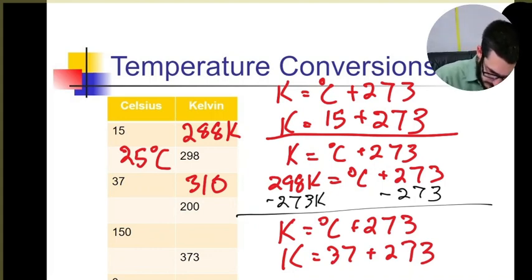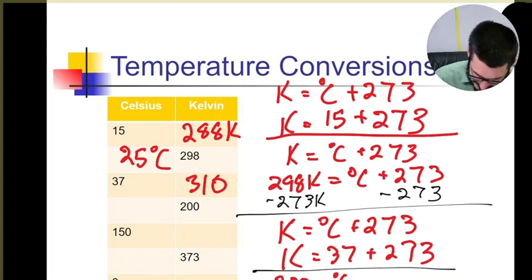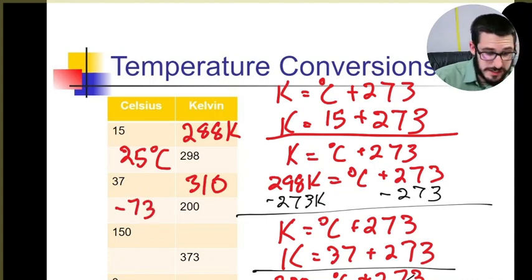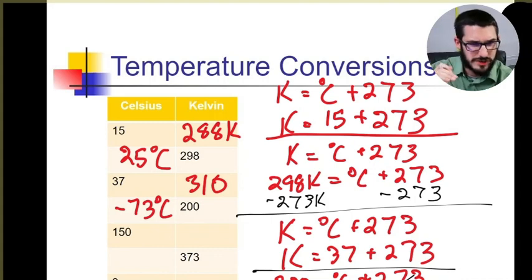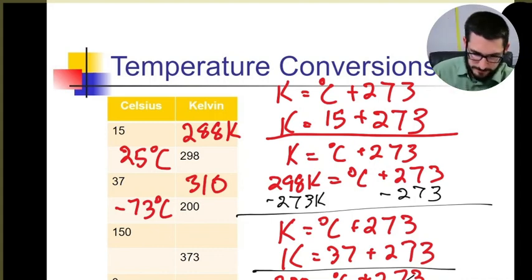So last here we've got 200 equals degrees Celsius plus 273. I'm going to have to subtract 273 from both sides. Because I'm doing that, I've got negative 73 for my degrees Celsius. Okay? Go ahead and pause video, try the last two, and then check those.